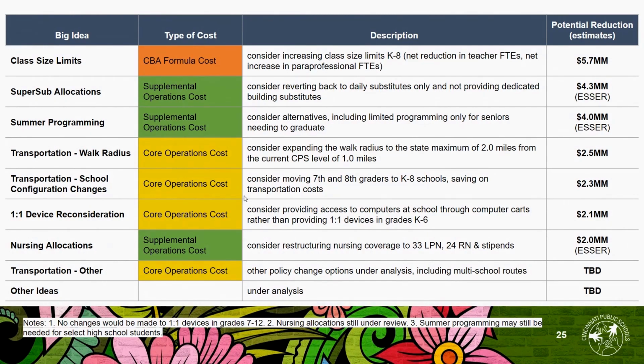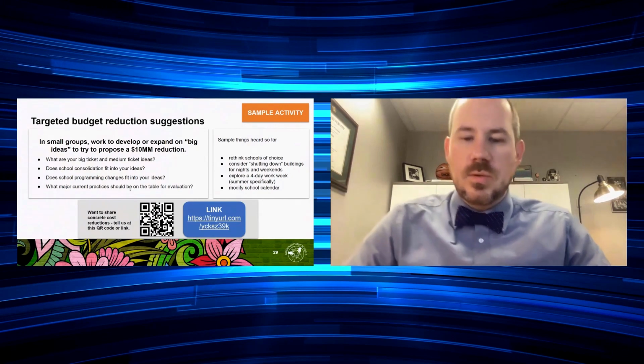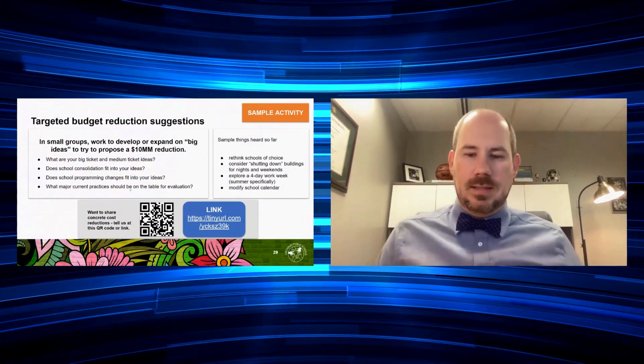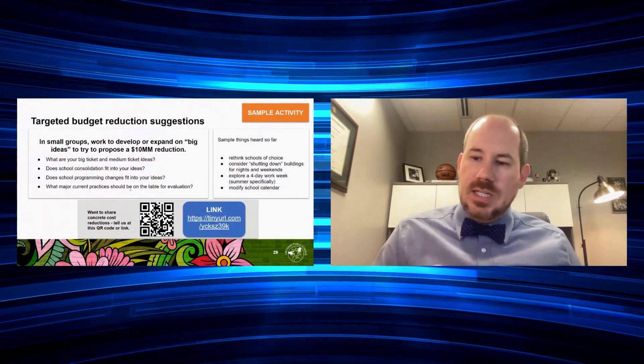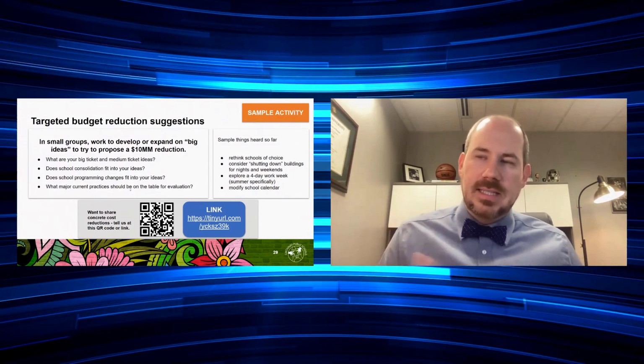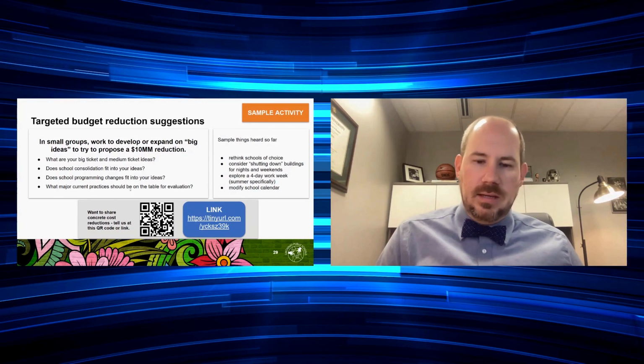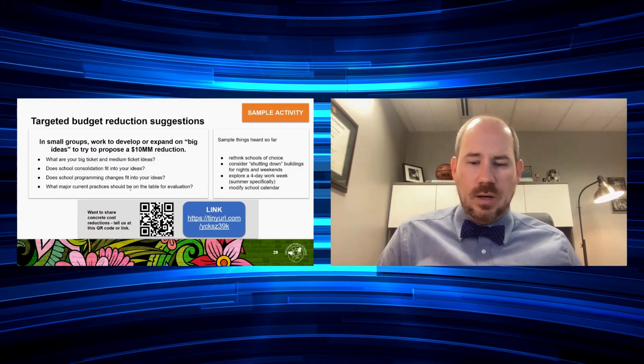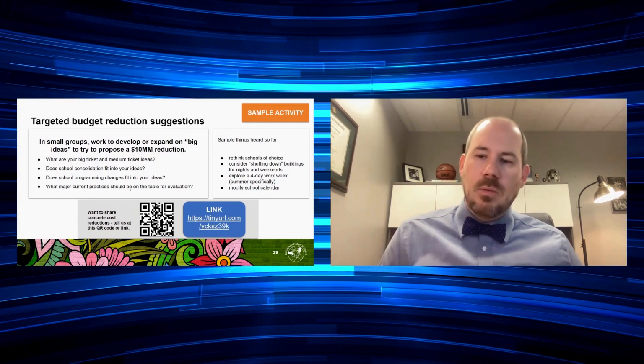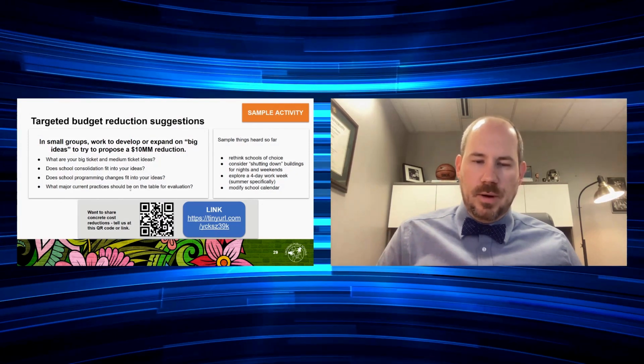And obviously, there's a lot of other things which you may come up with as well. But what we want you to do now is take about 10 minutes. You've seen the presentation, you have access to it, you have access to the budget sandbox. And we want you to go to this link, which you can do through the QR code or the URL, and it will open a very simple Google form.